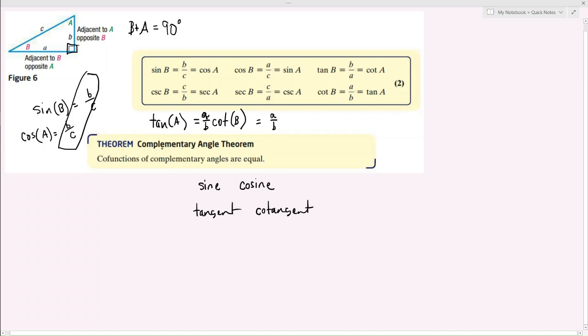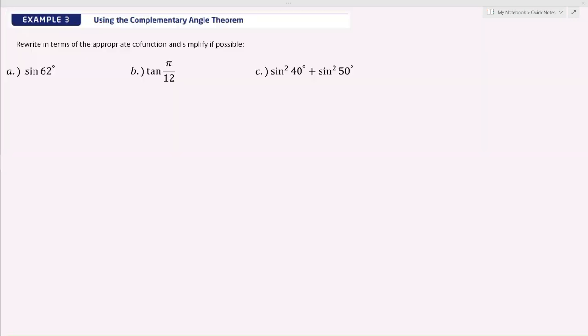Okay, and that leads us to the complementary angle theorem: co-functions of the complementary angles in the right triangle are equal. Okay, let's put this new idea together with some examples using the co-function.